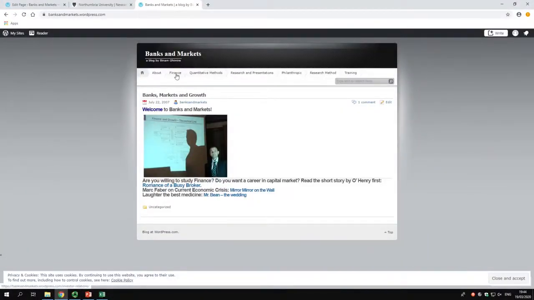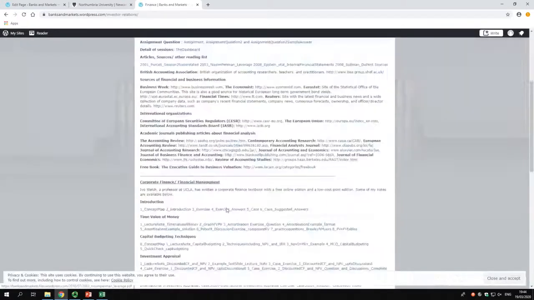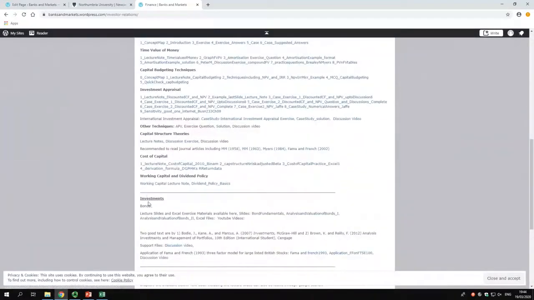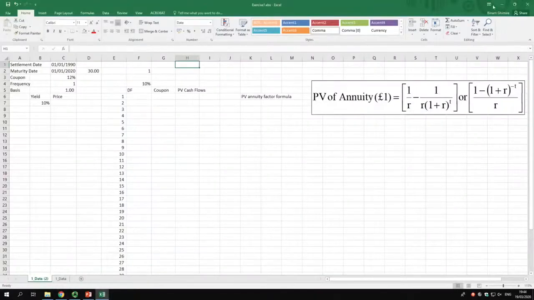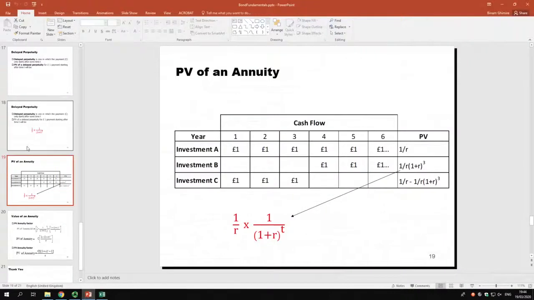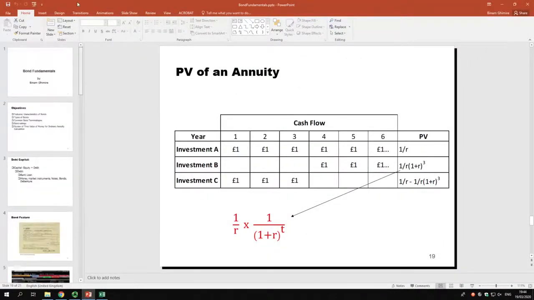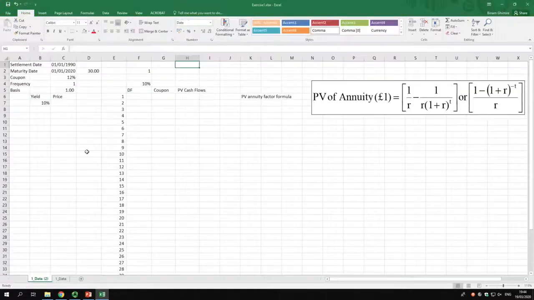If you go to my finance page inside my blog, you will see that underneath there is investment, and here I'm going to talk to you about the bonds. You'll find slides, Excel files, including the YouTube videos in my blog, banksandmarkets.wordpress.com. You will be able to see that I am talking about the price of the bond in the bonds basic. So the first thing, very simple, very basic, is finding out the price of the bond.